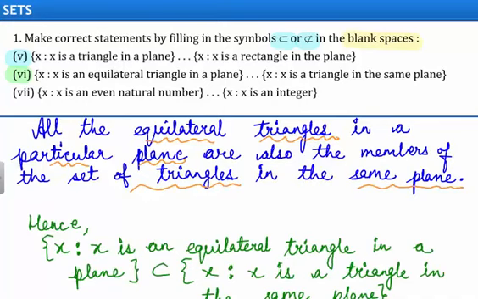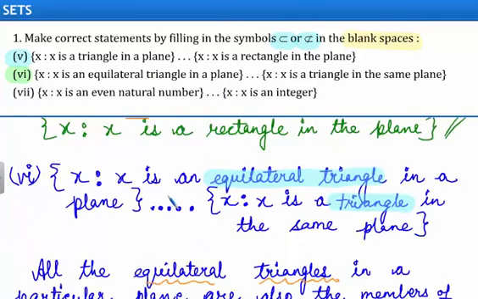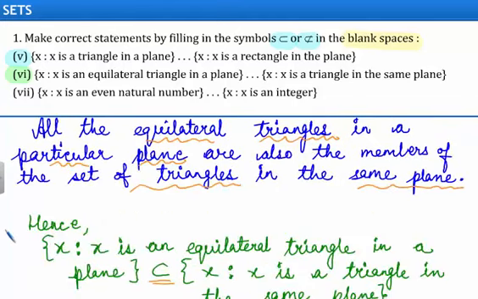Hence we can conclude that the first set is a subset of the second set. So here we can fill the blank with the symbol, that is, the first set is a subset of the second set given to us. So this completes the sixth part.